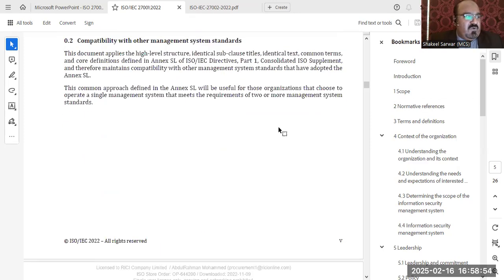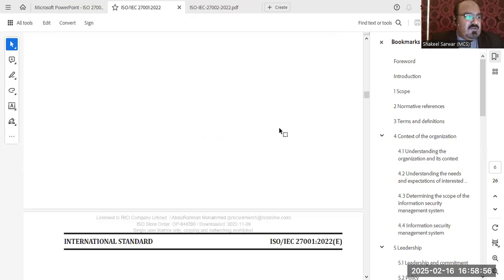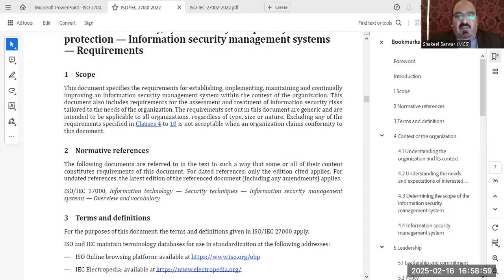So let's move forward with the standard itself. After publishing the ISO Directives Annex SL, all management system standards became similar in structure, and that allows easy implementation of management systems for organizations. Organizations that have an integrated management system can easily implement ISO standards and avoid duplication of common requirements.